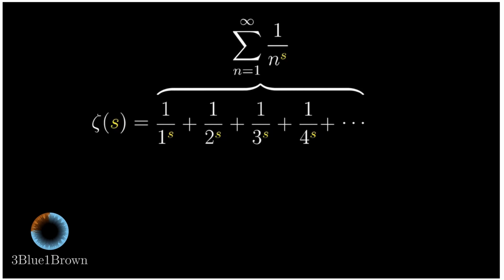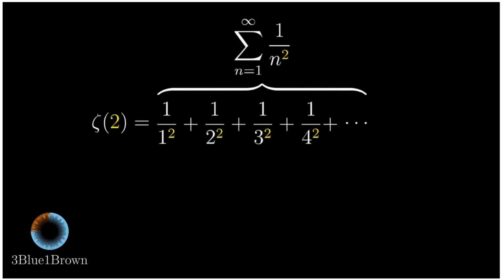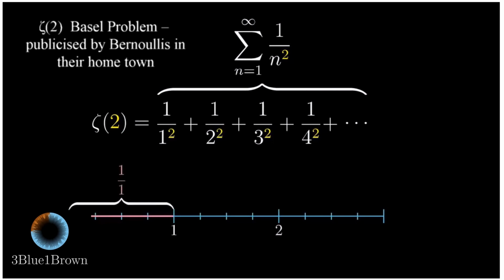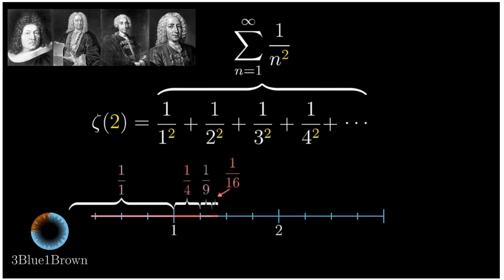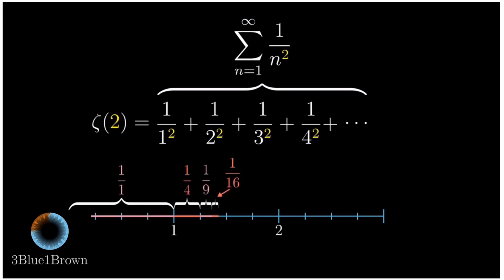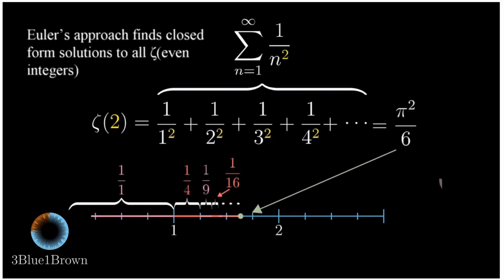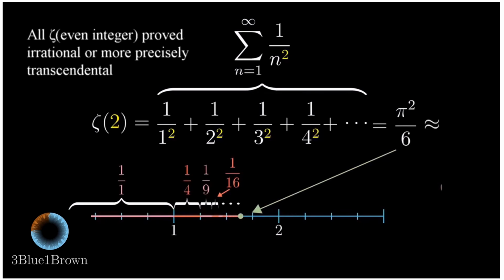For s equals 2, we get the famous Basel problem, publicised by the Bernoullis in their hometown. It was solved in 1734 by Euler, who found it to be pi squared over 6.